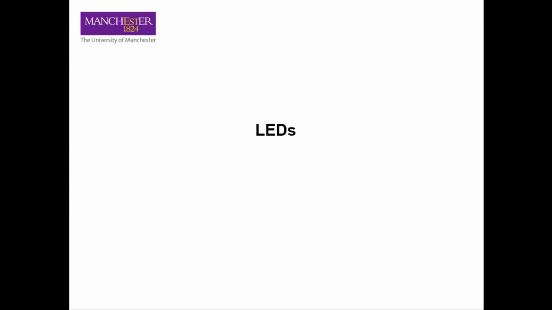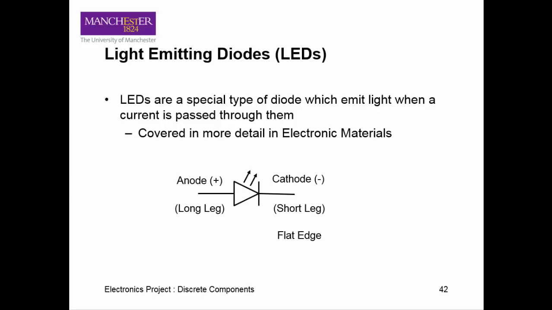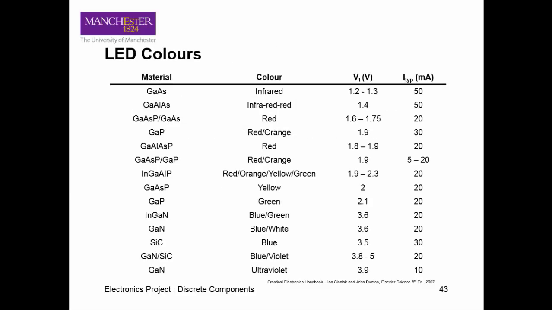Light emitting diodes. LEDs are a special type of diode which emit light when a current is passed through them. The details of how they operate and generate light are covered in the electronic materials unit. LEDs come in a range of colours depending on their construction material. The important parameters to be aware of are the forward voltage and forward current. These can be found in datasheets.